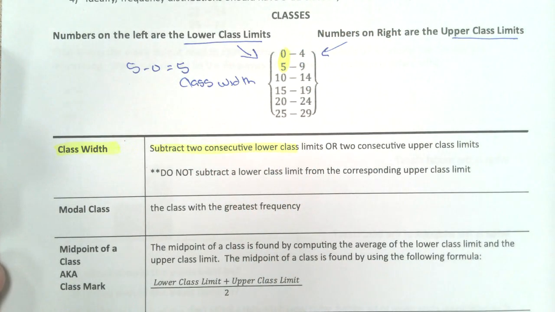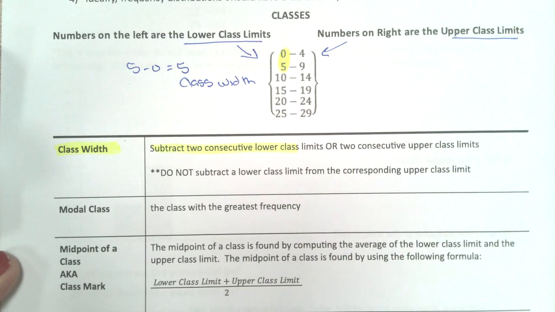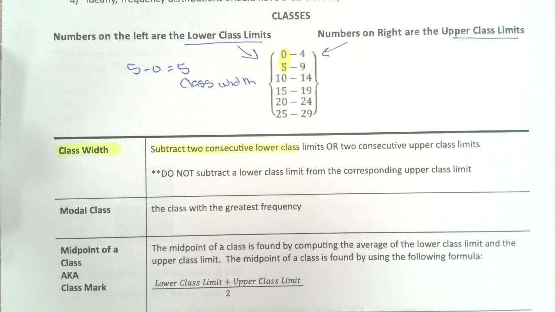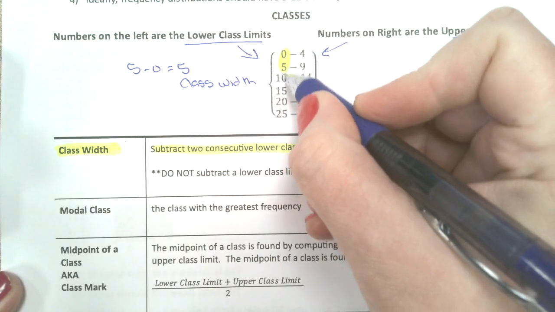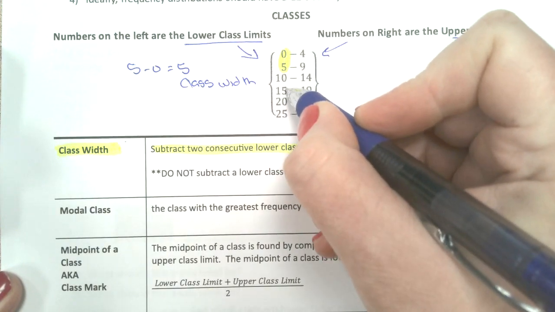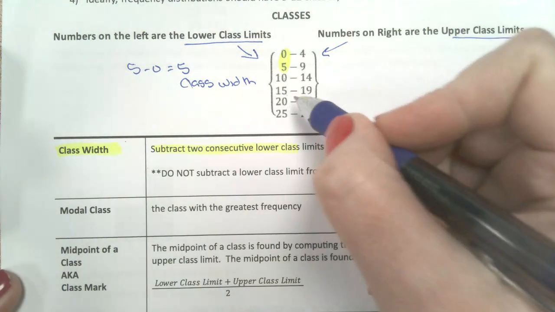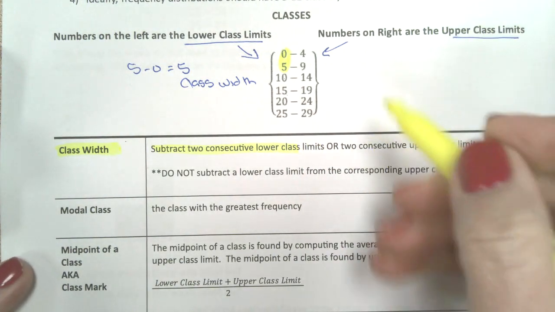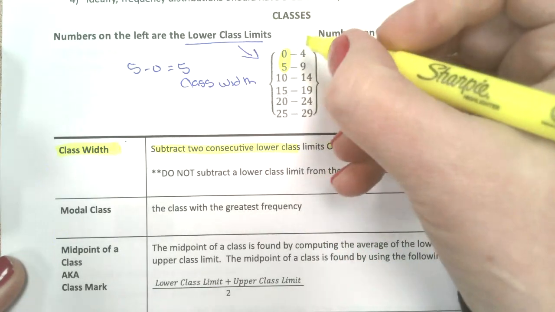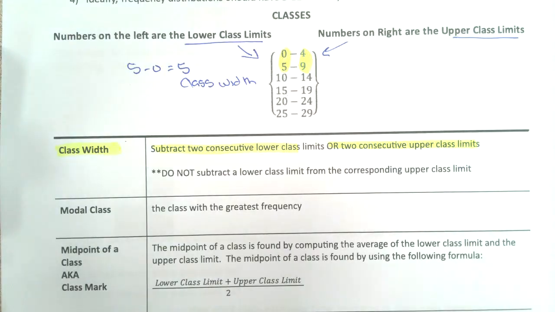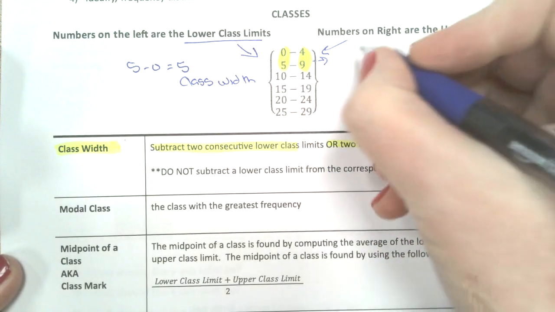It should not matter which one of these classes you choose, you get the same number if you subtract them. So 10 minus 5 is 5, 15 minus 10 is 5, and so we get the same numbers over and over again. Or you can do that same math using the upper class limits. So 9 minus 4 is 5. That is also the class width.